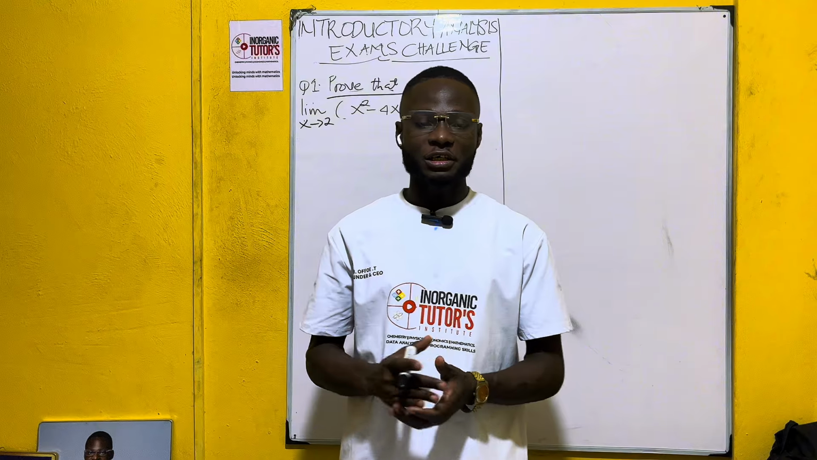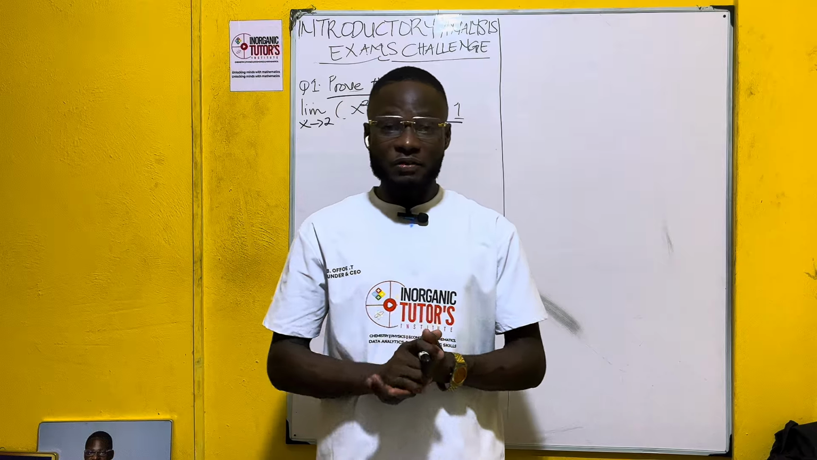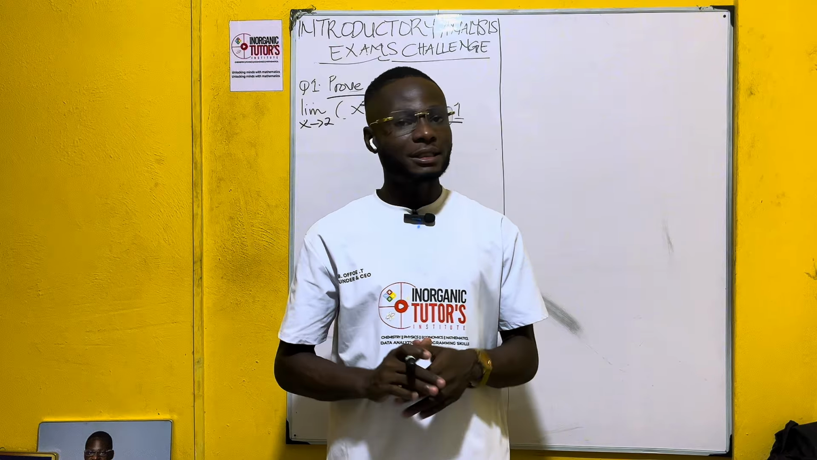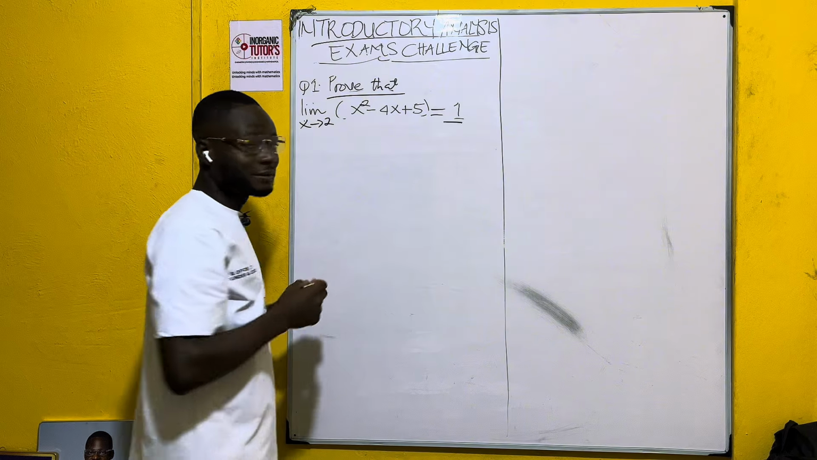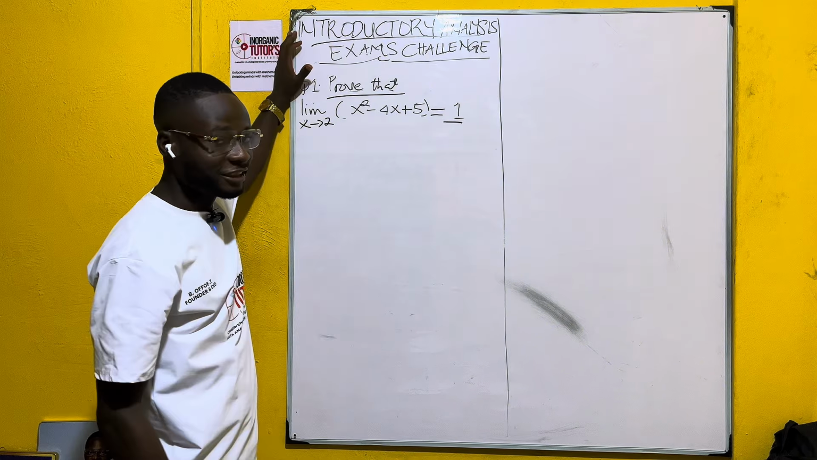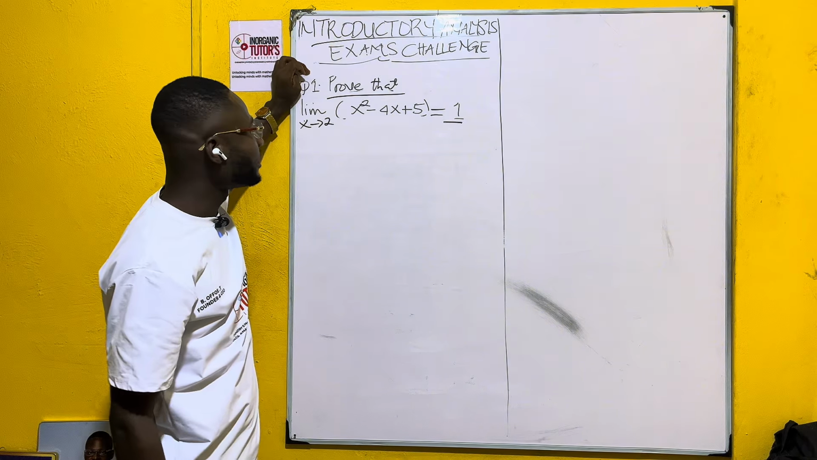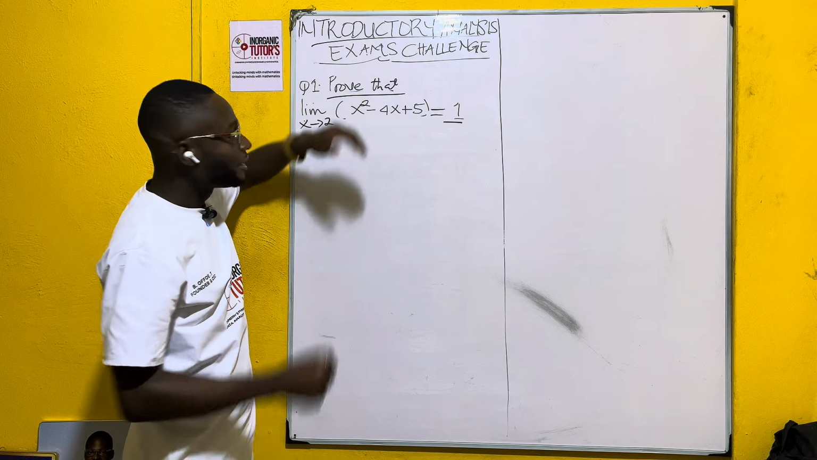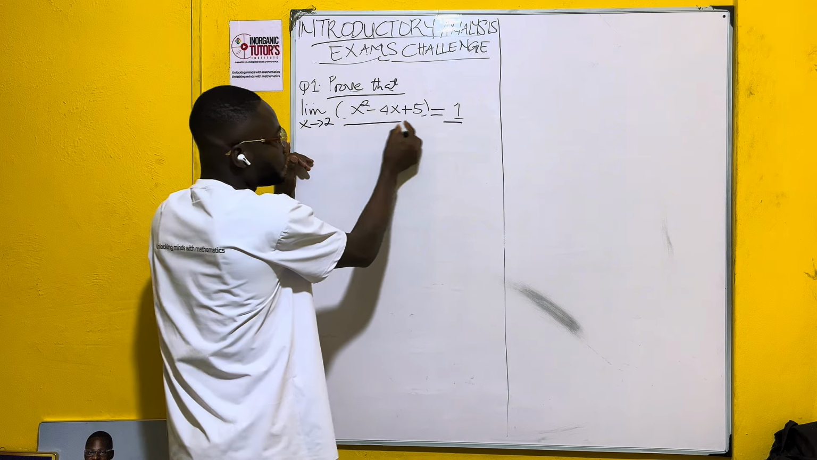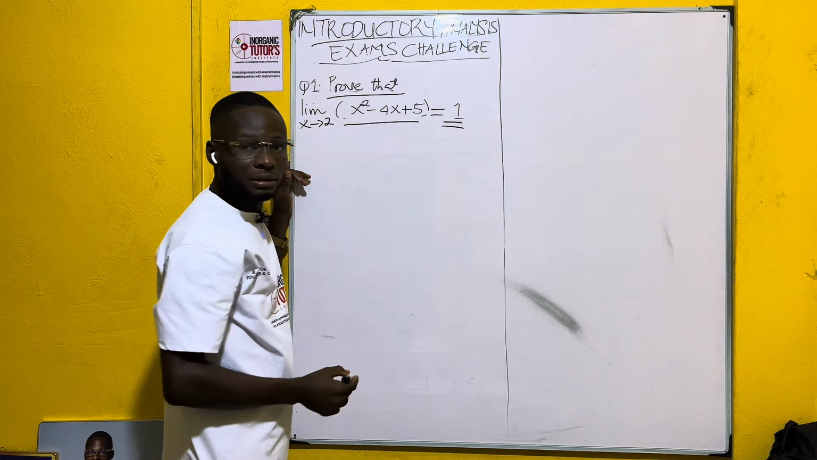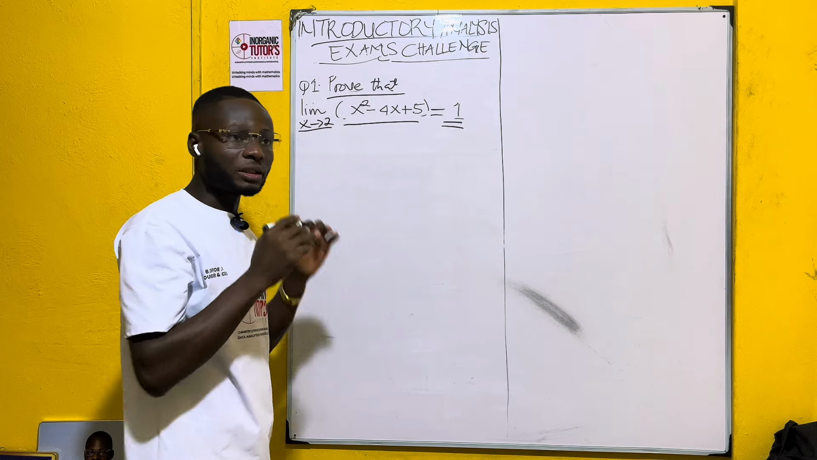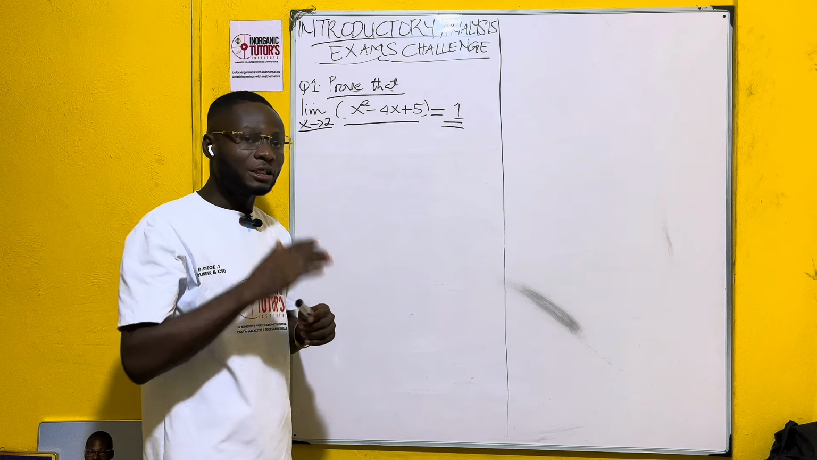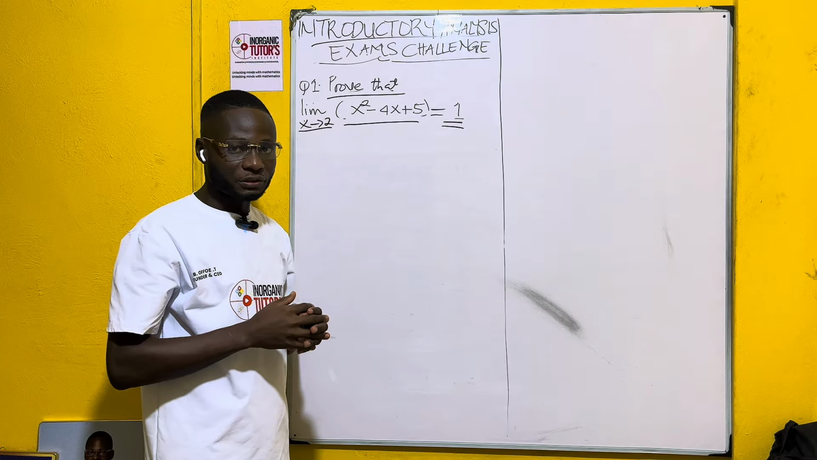In today's lecture, we are basically going to tackle 4 exam challenge problems under introductory analysis, right? So the first problem is, we want to prove that the limit of this function is equal to 1 as x approaches 2, right? So let's go through the process systematically so that we get to our destination, right?